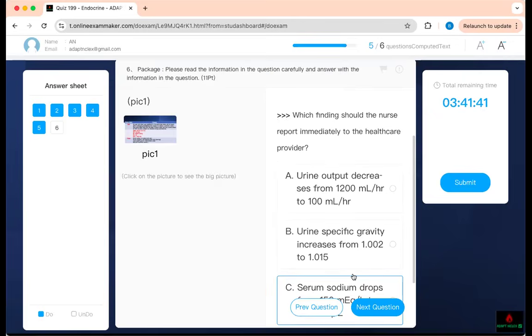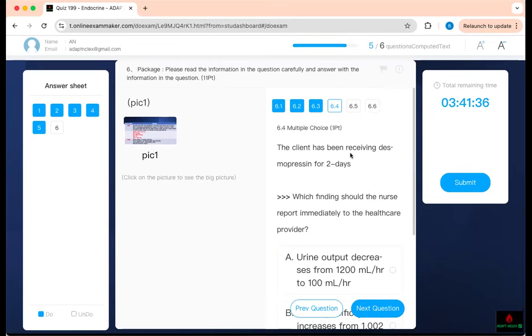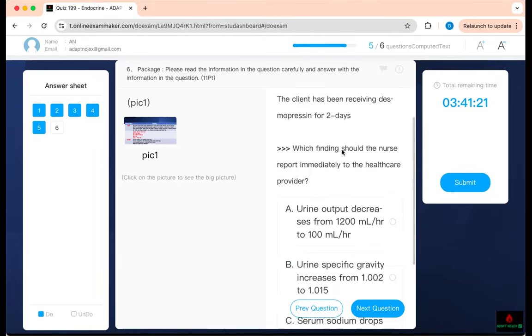Which findings should the nurse report immediately to the healthcare provider? Why? The client has been receiving desmopressin for 2 days. It's the same thing we just saw, but I want to emphasize more. The patient is on desmopressin for 2 days. What do you think? Which one should you report?